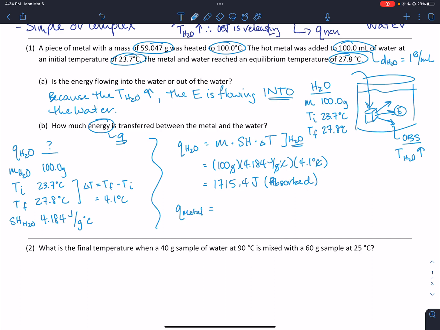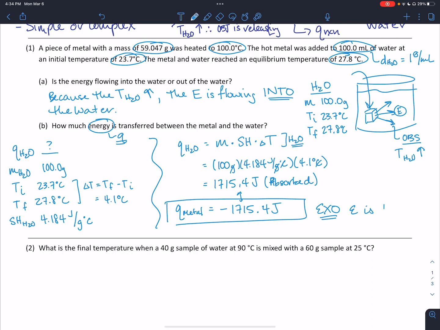Now if we want to talk about it from the perspective of the metal, it's going to be the same magnitude, so it's still 1,715.4 joules that are moving, but we give it a negative sign to indicate that that energy is being released by our metal. So again, same magnitude, but different sign. This would be the energy moving. This is obviously an exothermic process, because energy is transferred from the metal. So that's just one example of how to work a calorimetry problem.